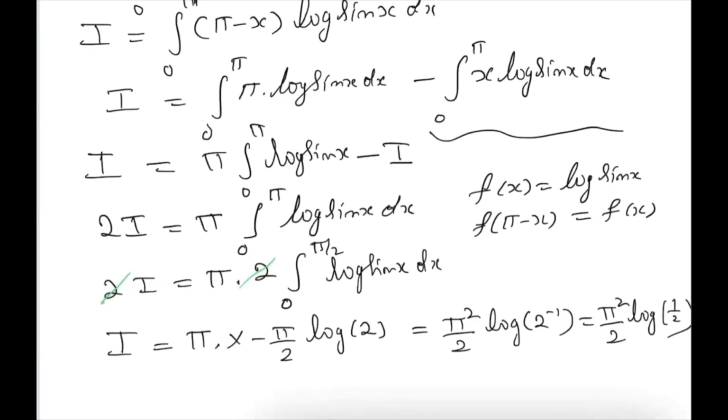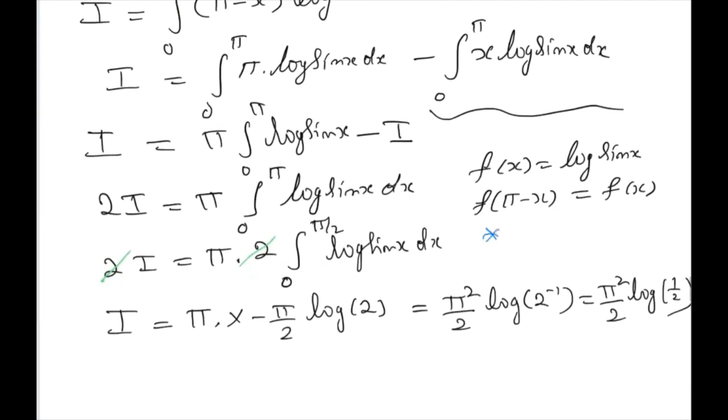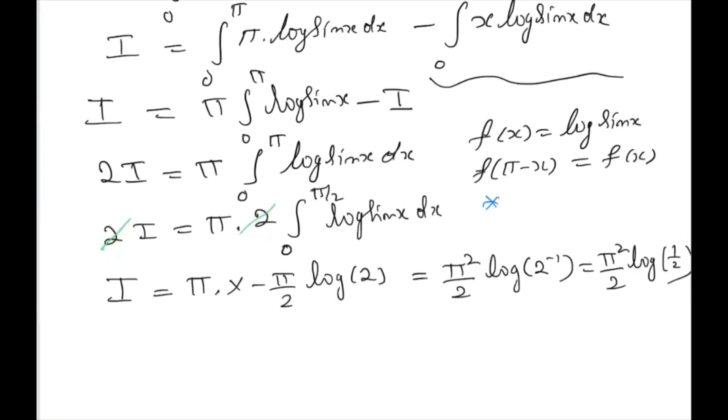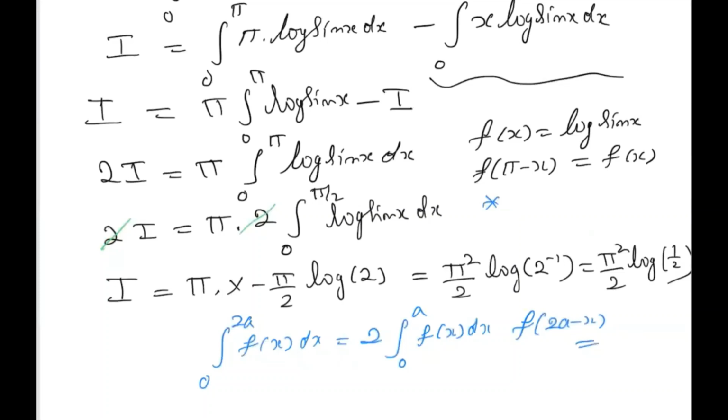So here, in this place, we have used this formula: integral 0 to 2a of f of x dx is 2 times integral 0 to a of f of x dx, whenever f of 2a minus x is f of x. If so, here in place of 2a you have pi, so a becomes pi by 2. So the final answer is pi square by 2 log of 1 by 2.